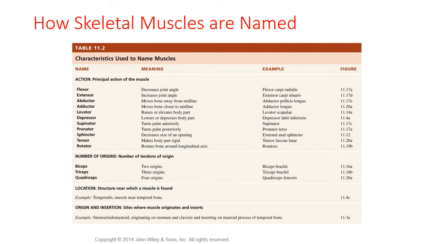And occasionally, if you're lucky, you'll get a muscle like what's called the sternocleidomastoid. It tells you in the name where it attaches to. So in this case, it goes from the sternum up to the mastoid process, just off the occipital bone.